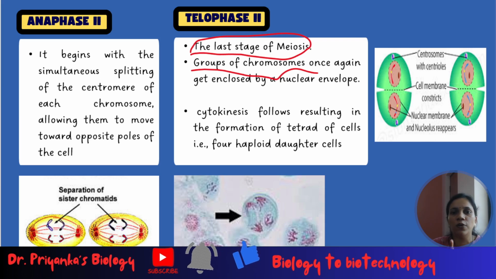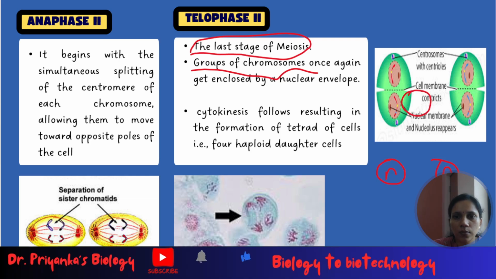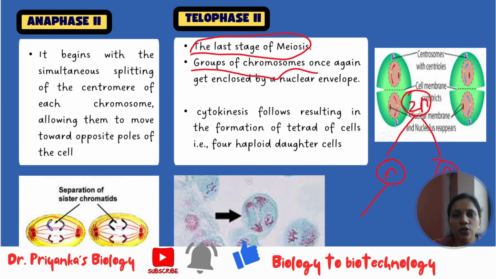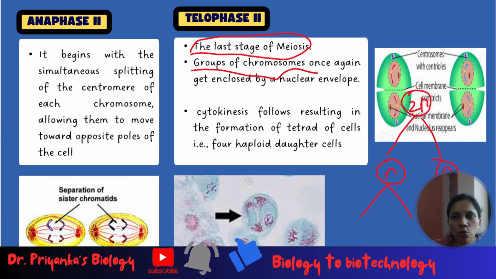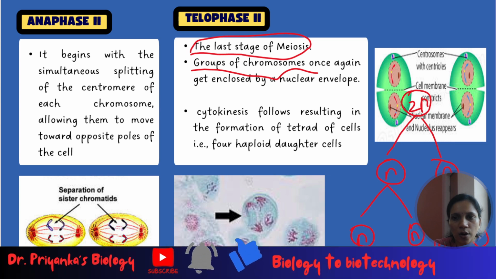which will give rise to 4 different haploid daughter cells, because meiosis 2 had started with 2 haploid cells which were the product of meiosis 1. So from meiosis 1 we got 2 haploid daughter cells. Now these haploid daughter cells will again undergo meiosis 2, to give rise to 2 more haploid cells individually. So together we will have 4 different haploid daughter cells.